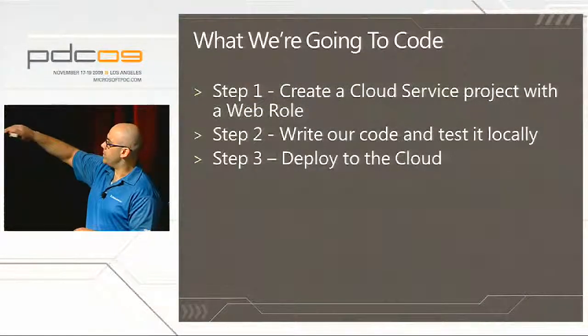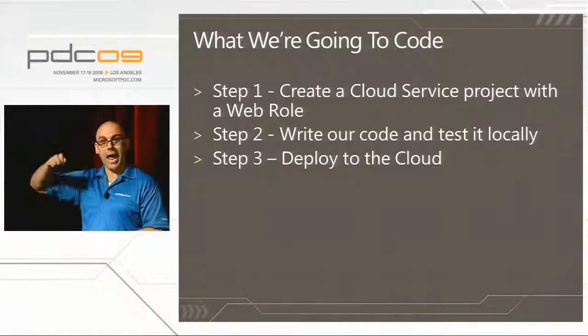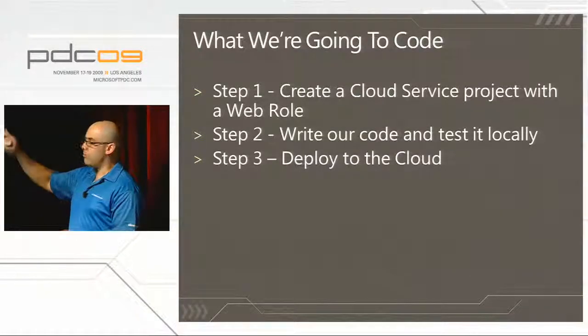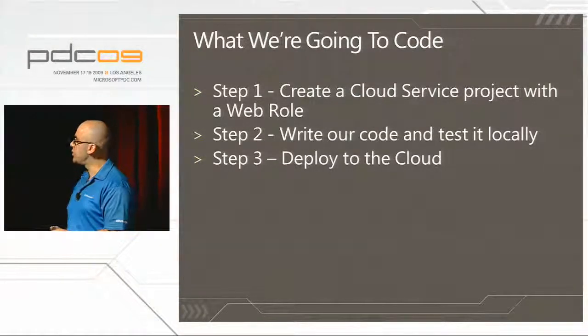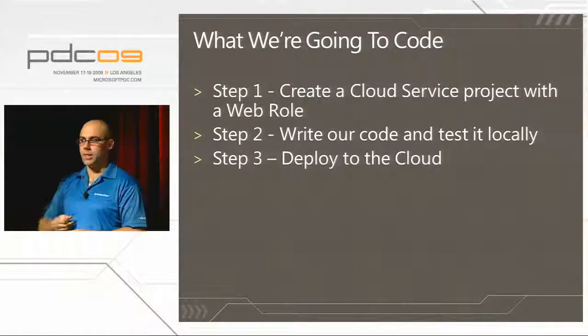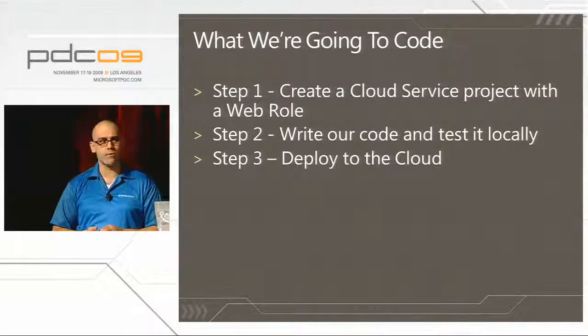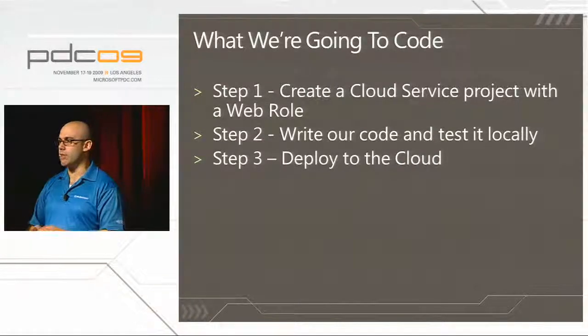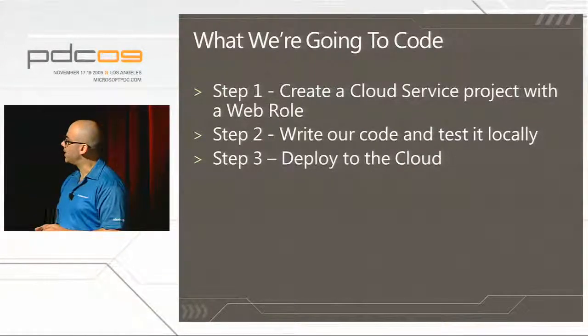So the first step is to create a cloud service project. We're going to add a web role to that project. We're going to write some code inside Visual Studio. Then we're going to run that locally. We're going to publish it and then deploy it to the cloud, and see what that experience is like, creating our account. And then we'll actually run it from the cloud and see how that works.